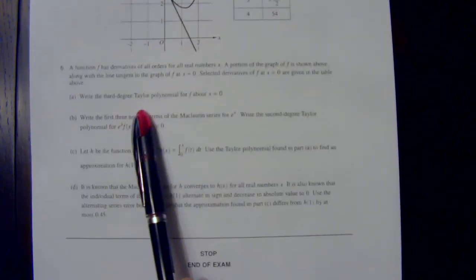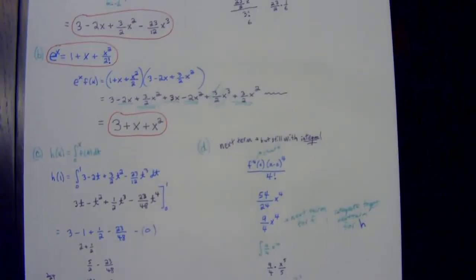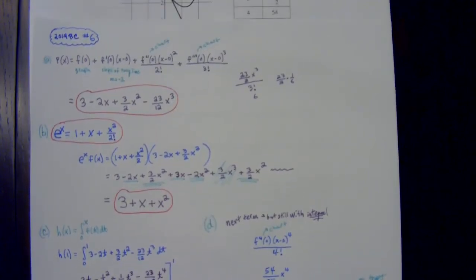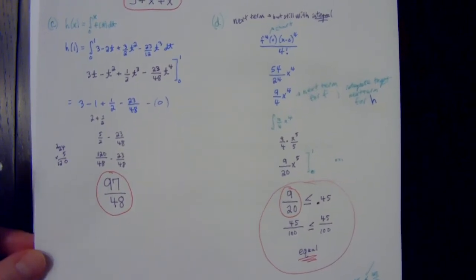Now, let's just look at part A. It doesn't give us a function, it just gives us a graph and a chart, and it just says, write the third degree Taylor polynomial about x equals 0. So let me show my answers real quick here at the beginning. So we got A and B there. And if I slide that up, boom, we got the C and D answers.